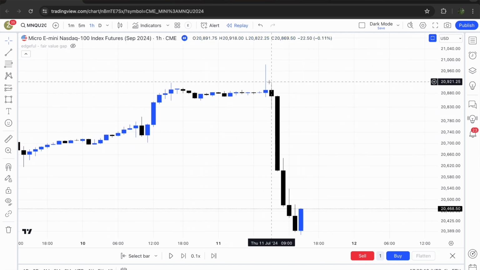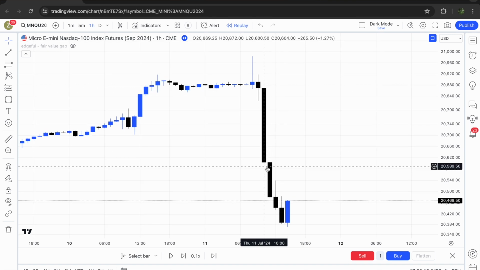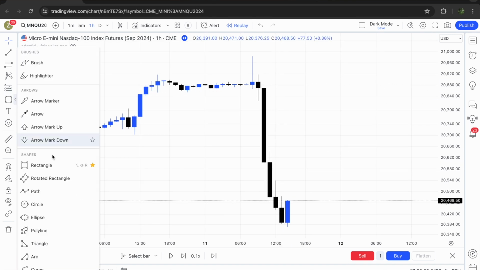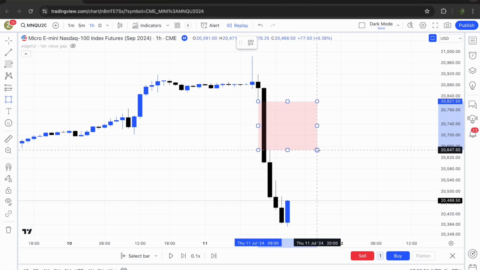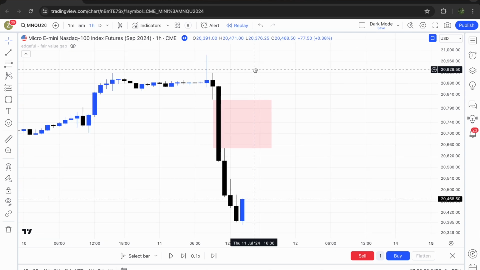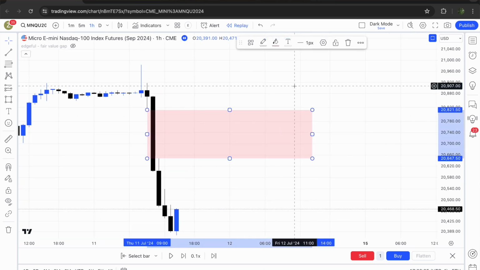So if you see here, we have candle number 1, we have candle number 2, this is our expansion candle, and candle number 3. This is the imbalance. Now, the fair value gap, again, is the space between the wicks of the first and third candle. So if you see right here, this open space, that is our fair value gap. This is on a 1-hour chart right now.